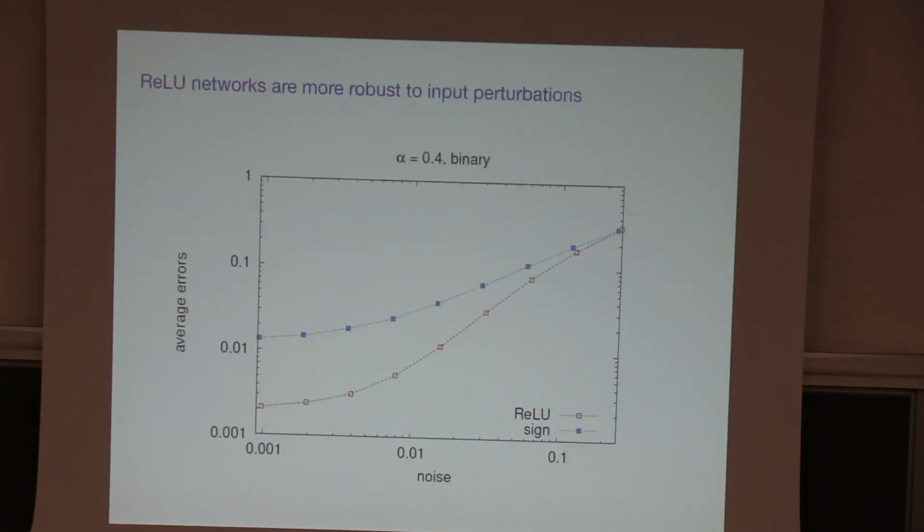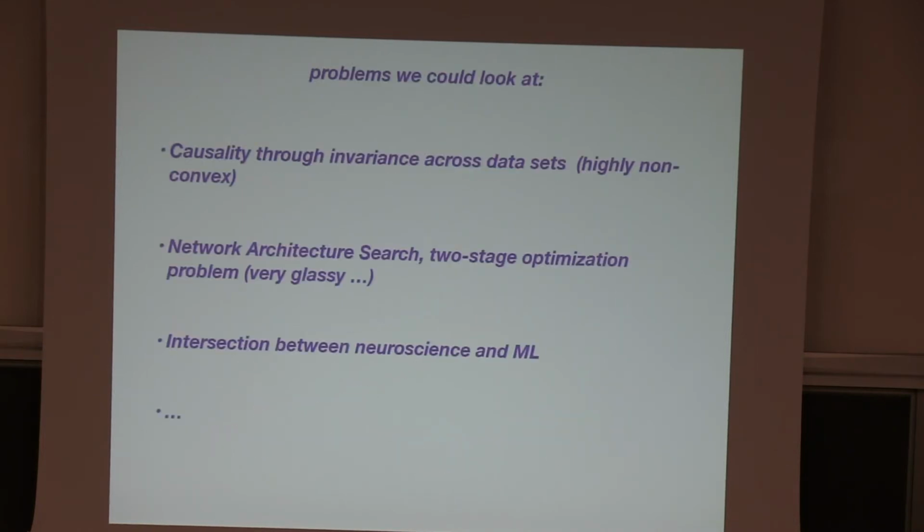In fact, if you do this little experiment, this could also be done analytically, but we were too lazy, so we did just a numerical experiment. If you train one of these networks with a sine function or with a ReLU function, and then you perturb the input, so here is the noise you put on your training set, and here are the errors that you make in output, you see that the ReLU function is much more robust compared to the sine function.